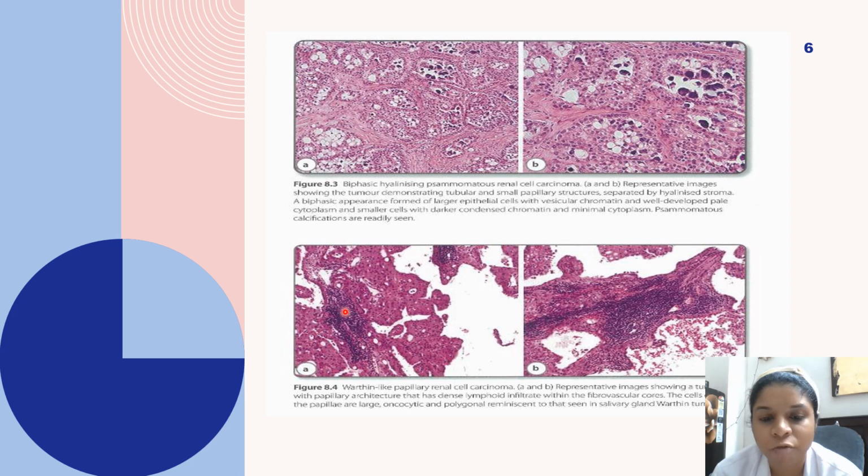And then you have Warthin-like papillary RCC. Warthin-like is because they look like the Warthin salivary gland tumor. In Warthin salivary gland tumor there were double-layered cells, the papillary cores are covered by a double layer of cells, and then in the core you have abundant lymphocytic infiltration. In the same way, in papillary RCC also, the neoplastic cells look like Warthin tumor, like the oncocytic cells, and then the core has abundant lymphocytic infiltration.